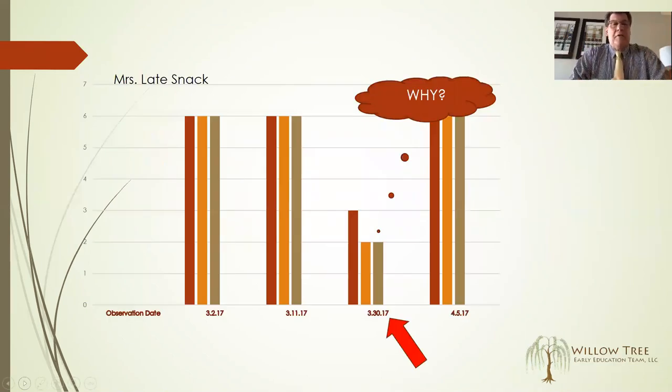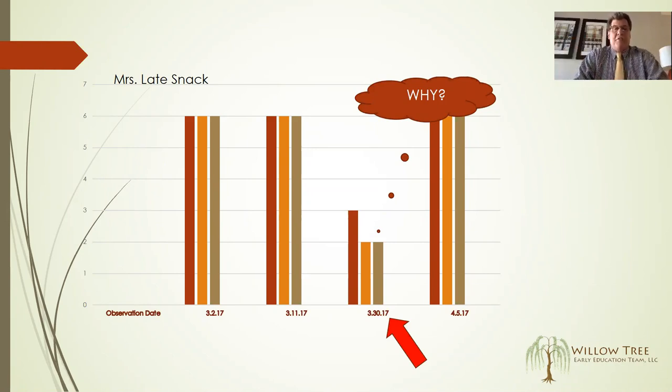So let's take a look at this. Mrs. Late Snack, for example. We observed her on 3-2-17, and she had a 6 across all domains. And 3-11, 6s across all domains. 3-30-17, she began to drop. 4-5-17, back up again.